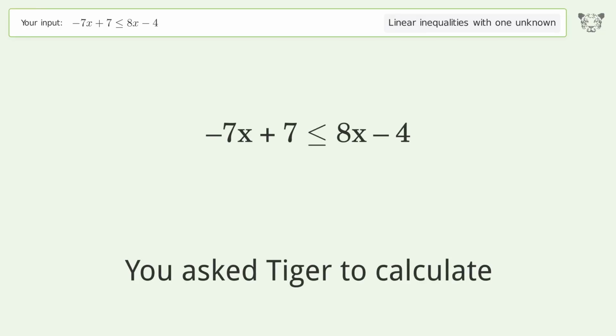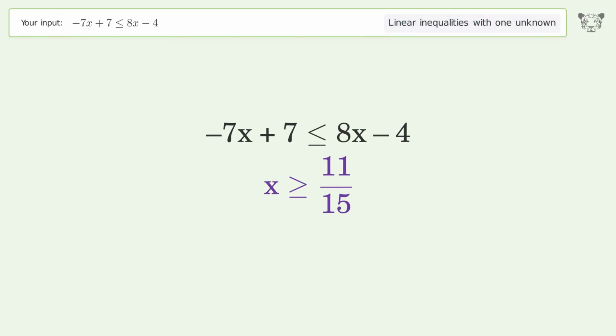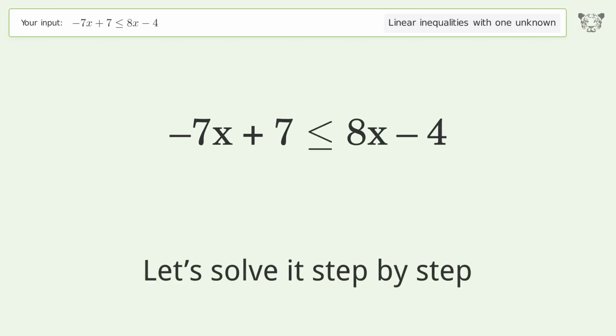You ask Tiger to calculate. This deals with linear inequalities with one unknown. The final result is x equal or greater than 11 over 15. Let's solve it step by step.